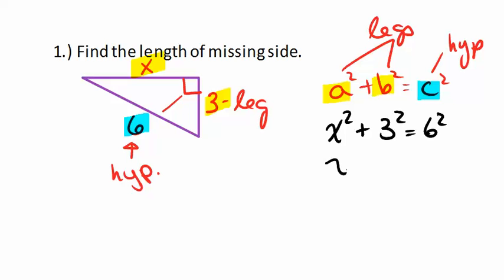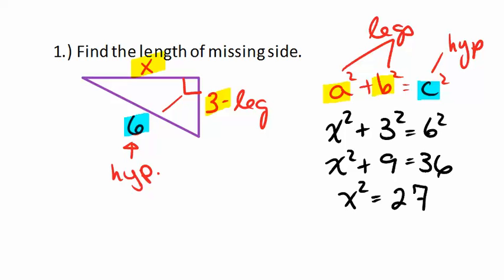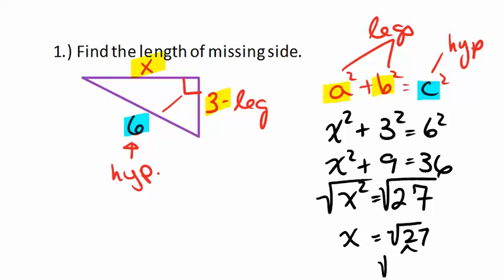And then you'll start evaluating. X squared plus 9 equals 36. X squared equals 27. And take the square root of 27. You get x equals square root of 27. But we also need to remember that we need to simplify radicals. So this breaks down into square root of 9 times square root of 3. Square root of 9 becomes 3. 3 square root of 3 is our length of that missing side.